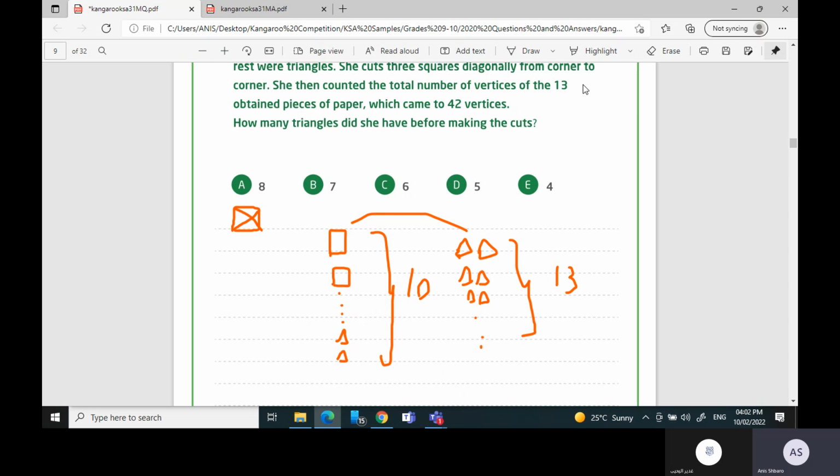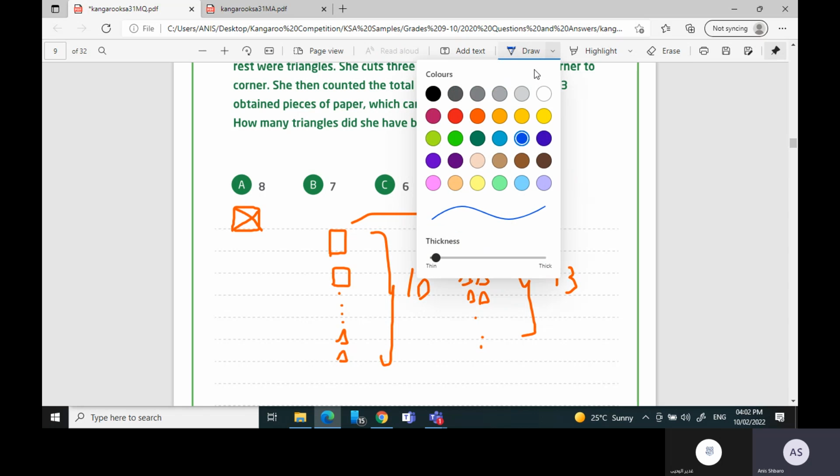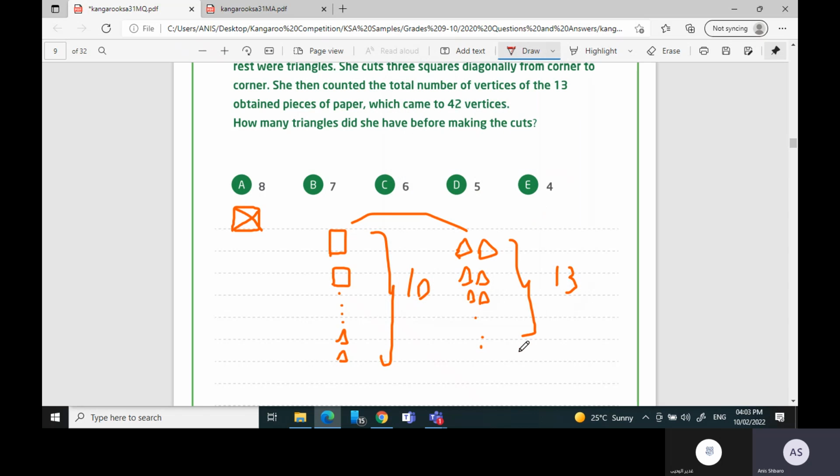Now, I want to highlight this idea. First of all, let me change the color. We have 42 vertices. From each triangle I'm going to obtain 3 vertices. From each square I'm going to have 4 vertices. So, first of all, my question is an MCQ with 5 different choices I can test among them.